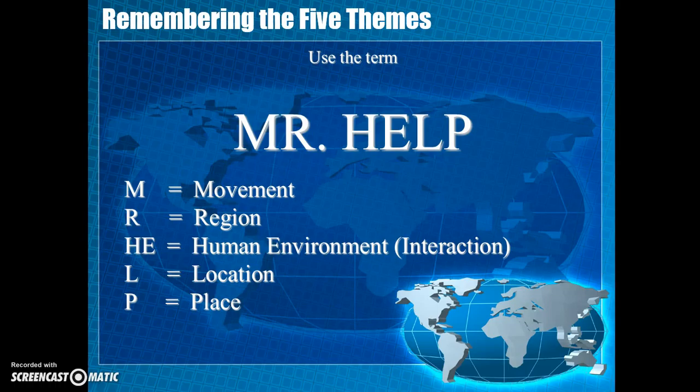So that brings us to the end of this PowerPoint. To help you remember the 5 themes of geography, remember the acronym Mr. HELP. The M stands for movement, the R stands for region, HE stands for human-environment interaction, L stands for location, P stands for place.